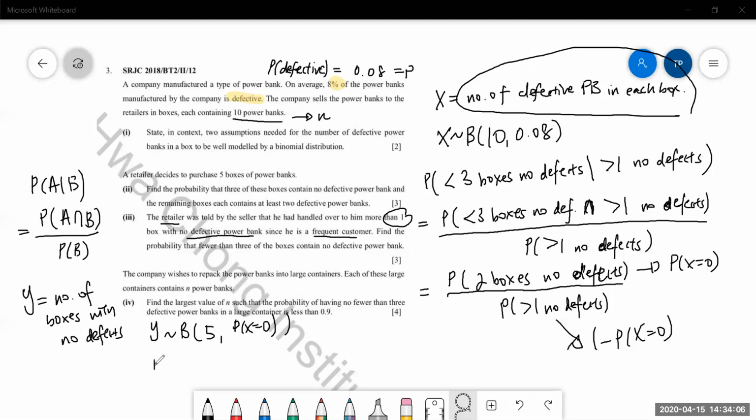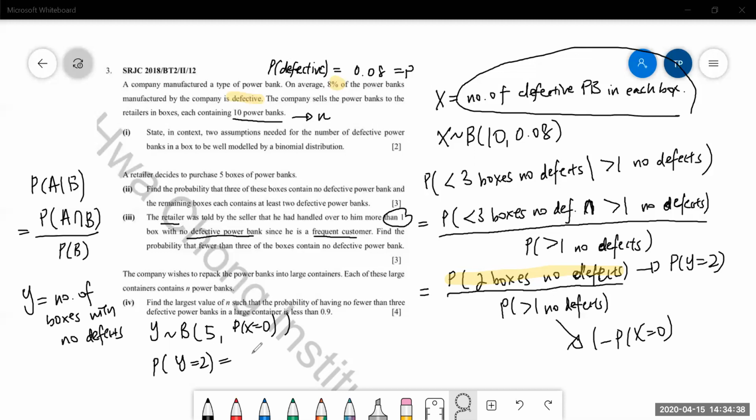Okay, so now I want to find the probability. This top part here is not P of X equals zero, it's P of Y equals to 2. Right now, so we will have... Then at the bottom is what? The bottom is still the same.